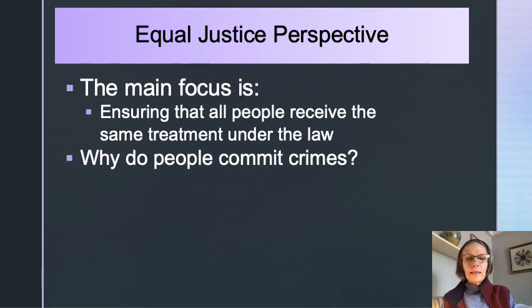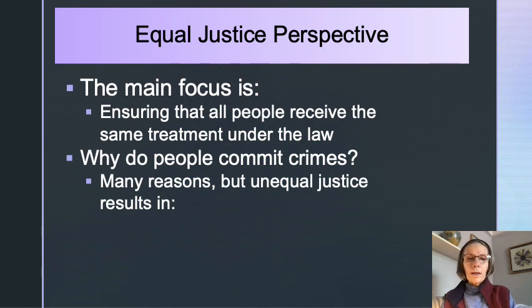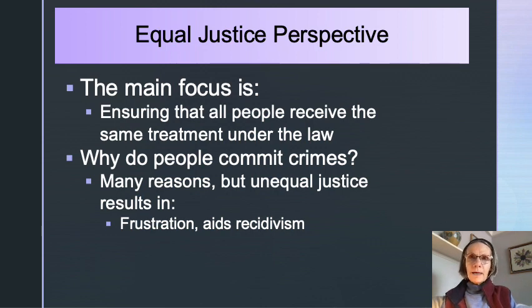They're concerned about this because they think that, while there are many reasons why people commit crimes, unequal justice can be a driver in terms of crime commission. Kind of similar to the due process perspective, the equal justice perspective says that when people are treated unequally by the criminal justice system, it can really result in frustration. That frustration with the criminal justice system can aid recidivism. That is, you're going to be a repeat offender because you feel like the rules don't apply, that some people are treated one way, other offenders are treated another way, right?